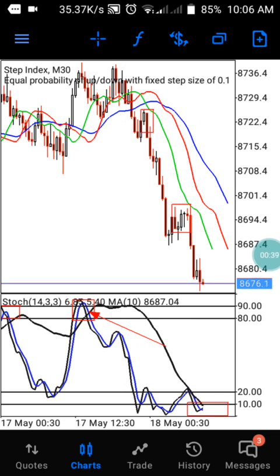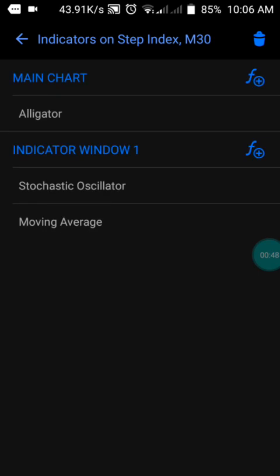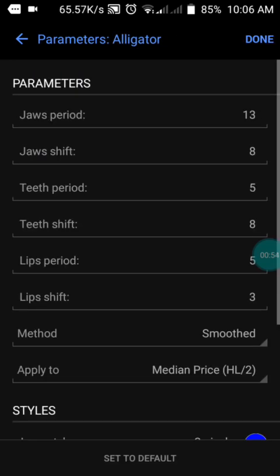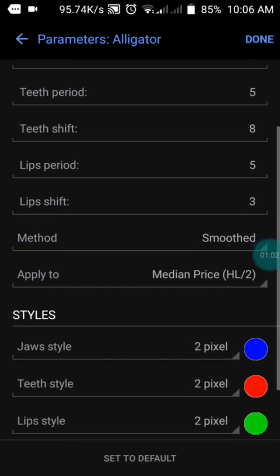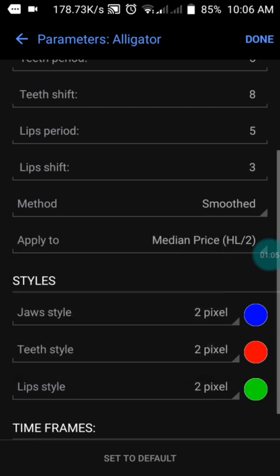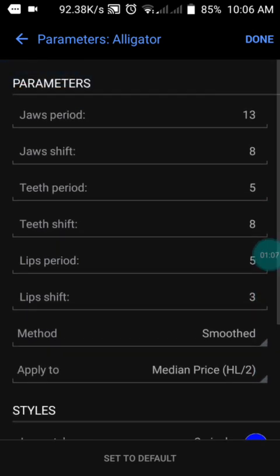Let me show you the settings of this indicator, so you also can have it on your phone. We have just three indicators: the alligator, the oscillator, and the moving average. In our alligator, we have our first period to be 13, 8. Screenshot it the way I have it here, so that you also can have it on your phone, and then you press on done.